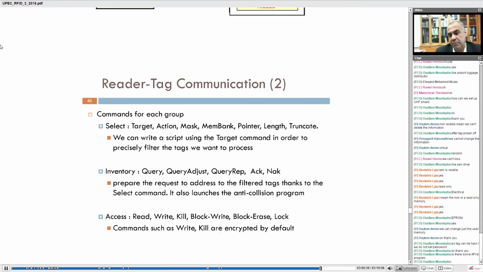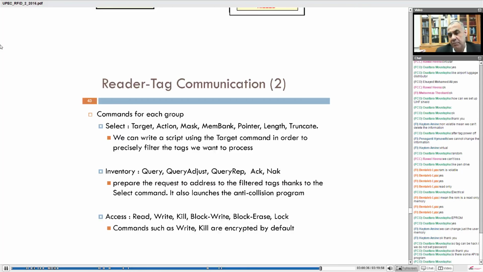But only if you are working in this field, to design a reader or to work in security of communication, you have to be familiar with that. But it's not in our goal. It's not in our course for this.